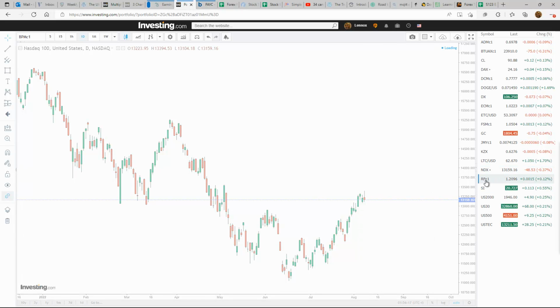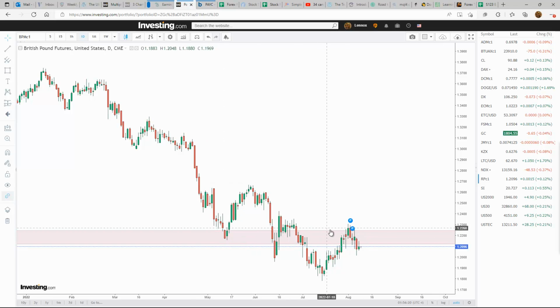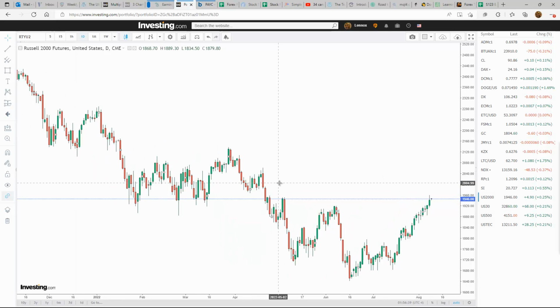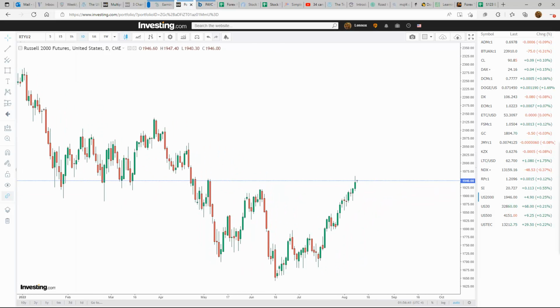Here is the British pound. British pound also looking rather weak, and I would be looking for further drop in the British pound at this point as well. Taking a look at the Russell 2000. There we go. It too has reached that level where we might be done on this move to the upside. So again, a very strong push off the bottom, and we could again be seeing the end of this move. It doesn't look like it's ready at this point.